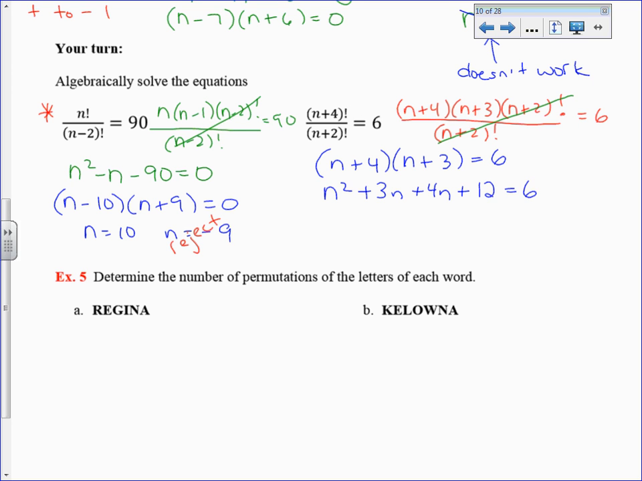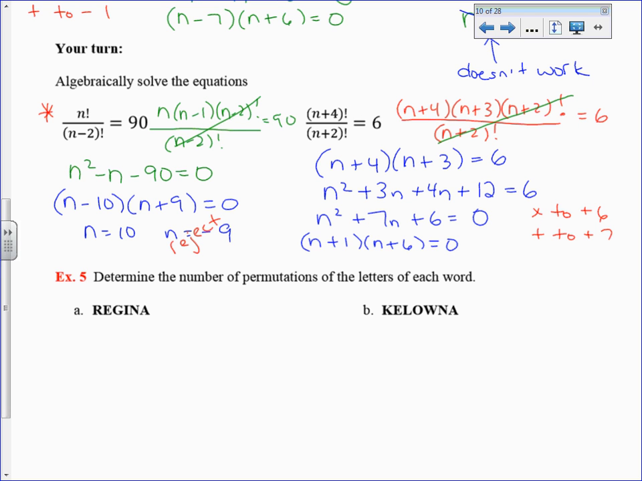And that equals 6. So whenever I have a trinomial, which is a degree 2 polynomial, I get everything onto the left-hand side, make the right-hand side equal 0, and then I factor. So I've got n squared, 3n plus 4n is 7n, and then I need to minus 6 off both sides, so I get 12 minus 6, which is 6. So I want two numbers that multiply to positive 6, and add to positive 7. So n plus 1 times n plus 6.